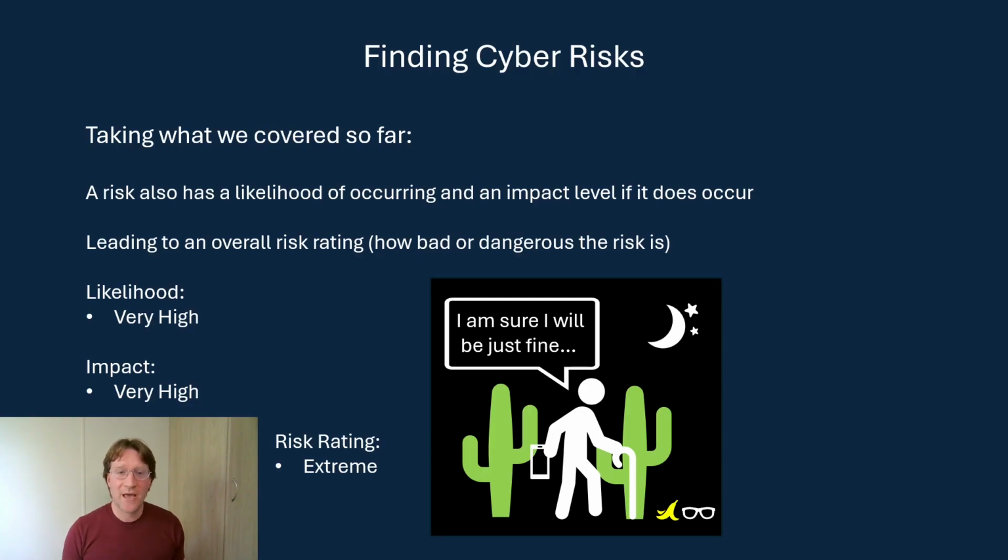In this situation, we have an elderly person walking at night, distracted by their phone, and they don't have their glasses on. So the likelihood of them slipping on the banana peel is very high. And because they could fall into not one cactus, but two, and then fall onto the ground, the potential impact to them is very high. And so the overall risk rating is extreme.